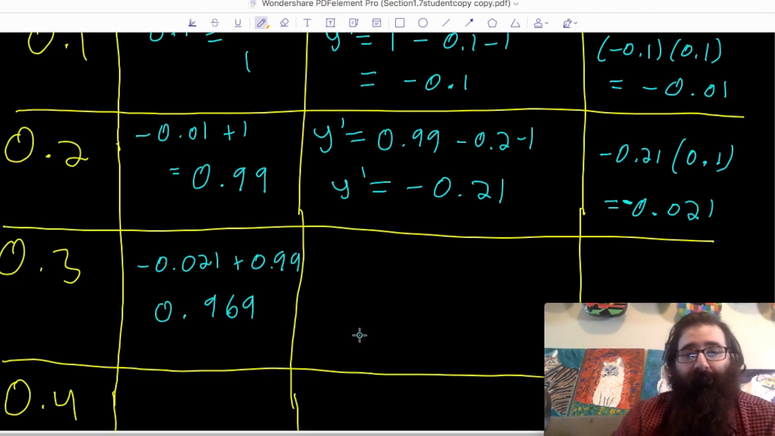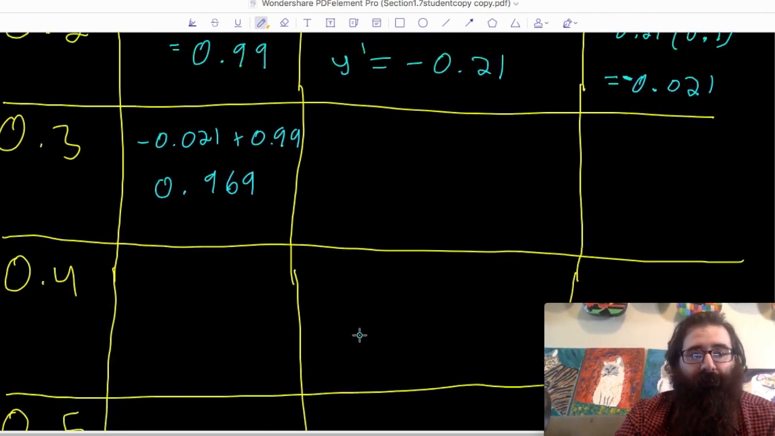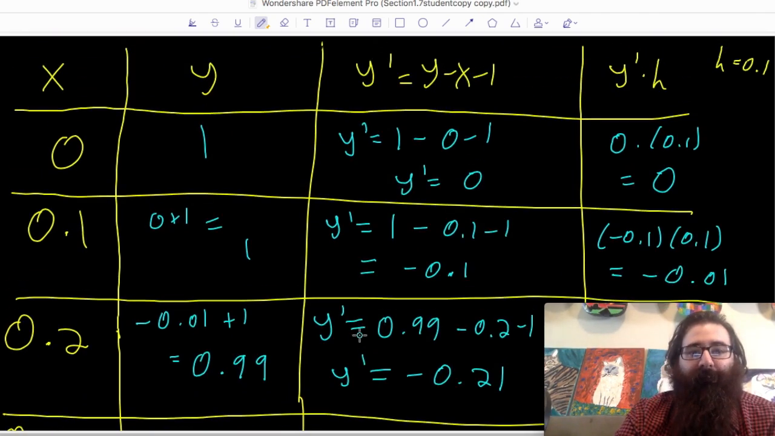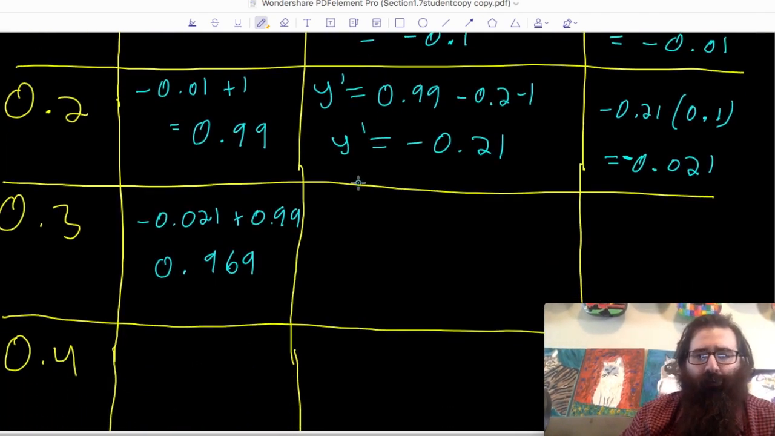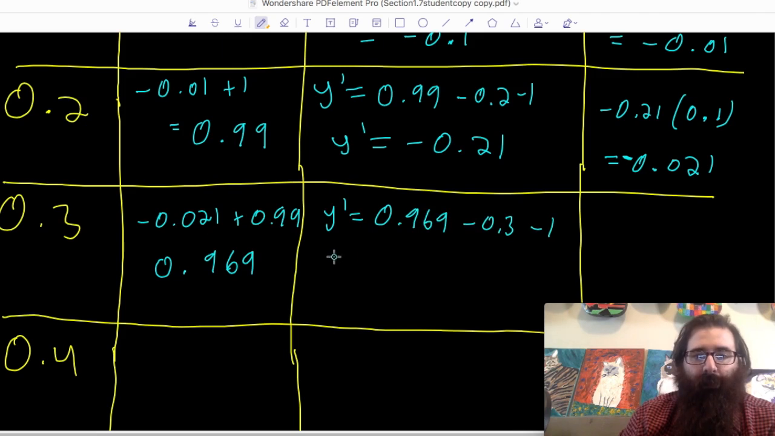A little bit left to go. The end is sort of in sight. So I'm plugging into the differential equation again. y prime is equal to y minus x minus 1. So for y, we're using 0.969, minus x is 0.3, minus 1. So then here for y prime, we're going to get negative 0.331.